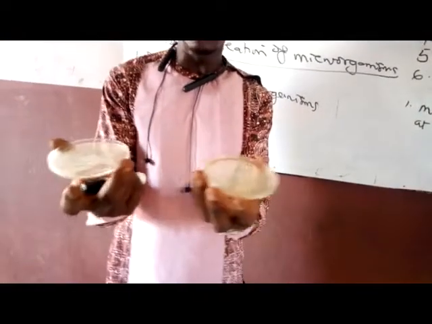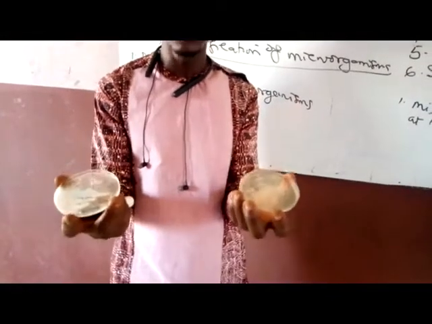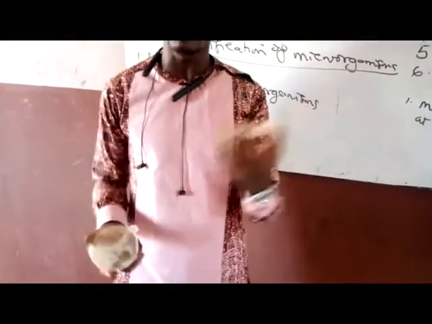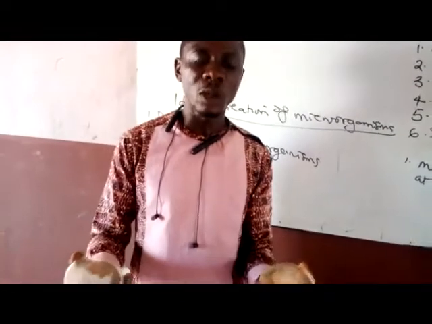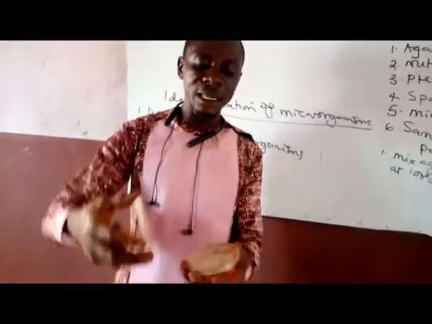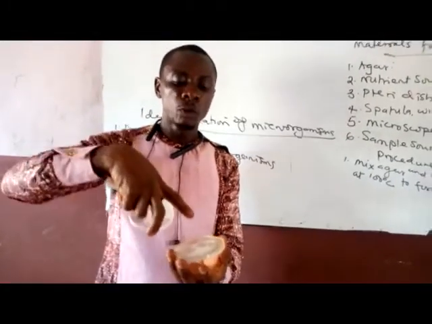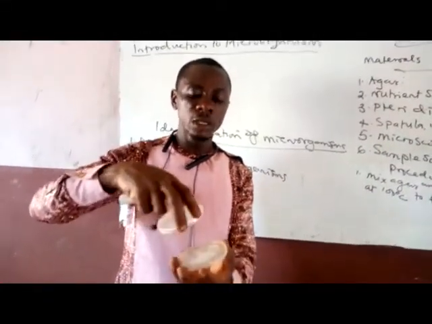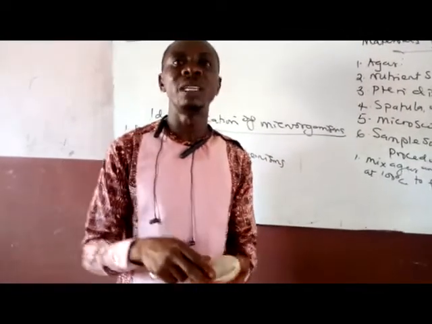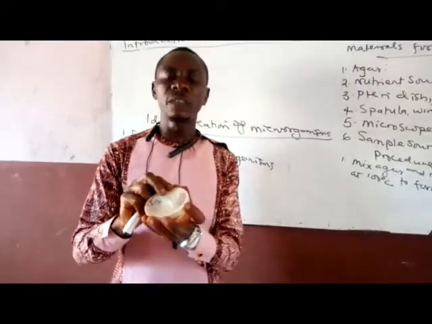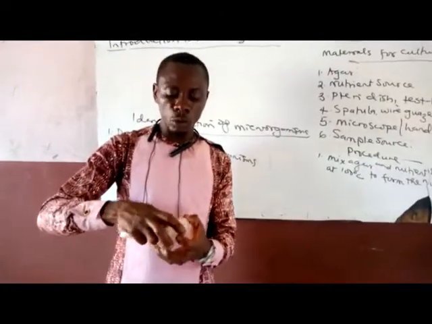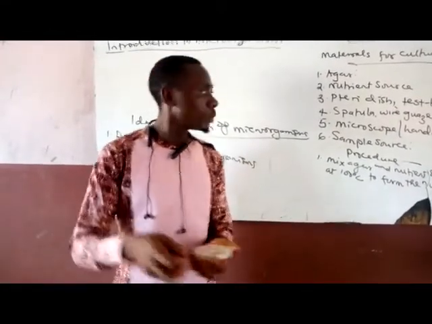Secondly, you now pour your nutrient agar into your Petri dish. Remember that these things must be sterilized first. That should be the first step. You sterilize all the materials you need. The sterilization can be done using heat or using antiseptic. Then you pour your nutrient agar into the Petri dish, cover appropriately, and allow it to solidify. After solidification, you now introduce your sample.